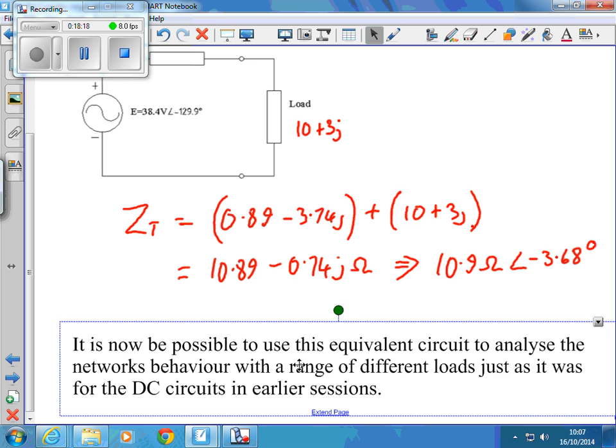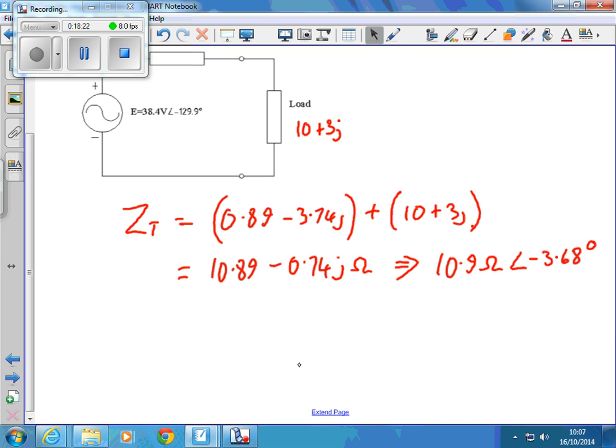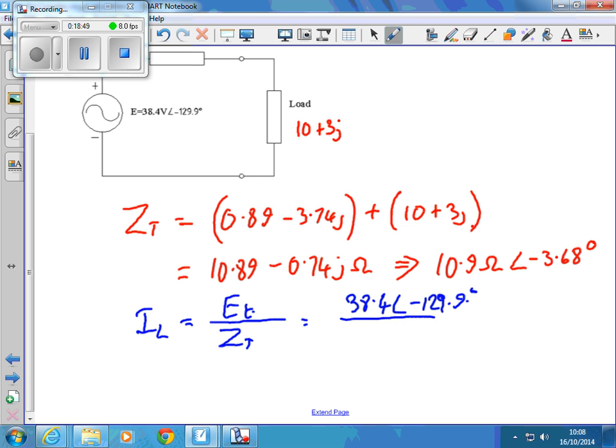Okay, so to finish off the answer to A, we need to do IL, the load current, which is E Thevenin's over this new total impedance, that is 38.4 angle minus 129.9 over 10.9 angle minus 3.68, to which we get a final answer of, who's got it, 3.5 amps, angle minus 126 degrees will do me.